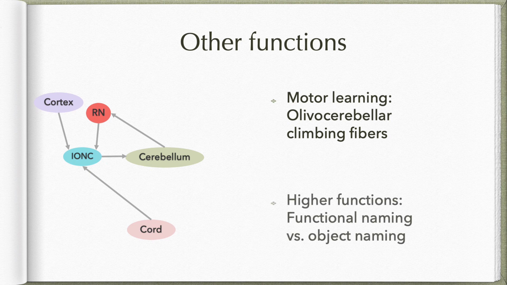In recent years, it is also known that cerebellum is involved in higher functions like speech. The functional MRI has revealed that the right-sided cerebellar hemisphere is active when a person is doing functional naming, not object naming. When I say object naming, it's like talking about pen, book, spoon, or bicycle. Whereas functional naming would translate as writing, reading, eating, or riding. So whenever a verb or an action is being named, the right-sided cerebellar hemisphere becomes activated.